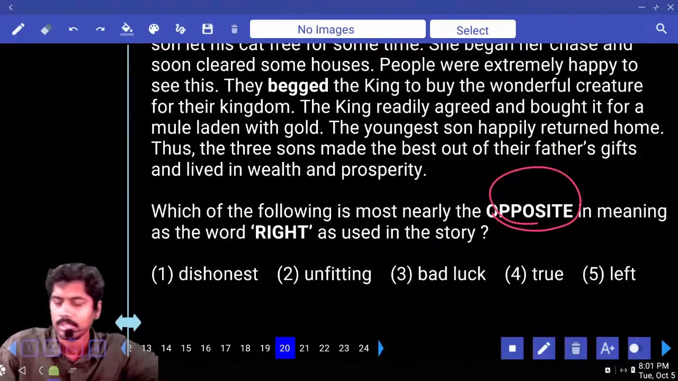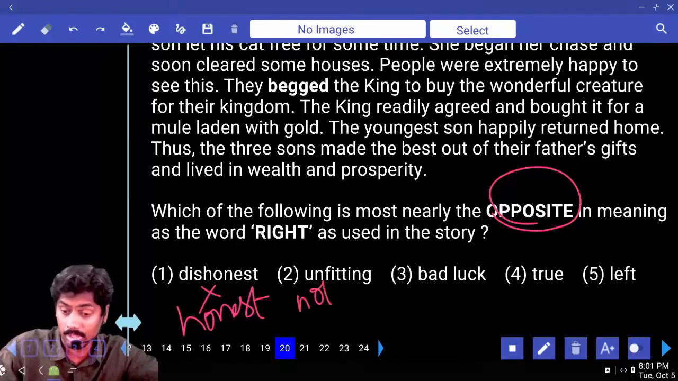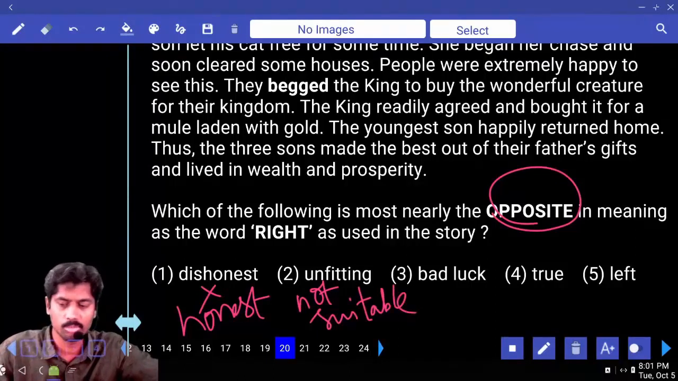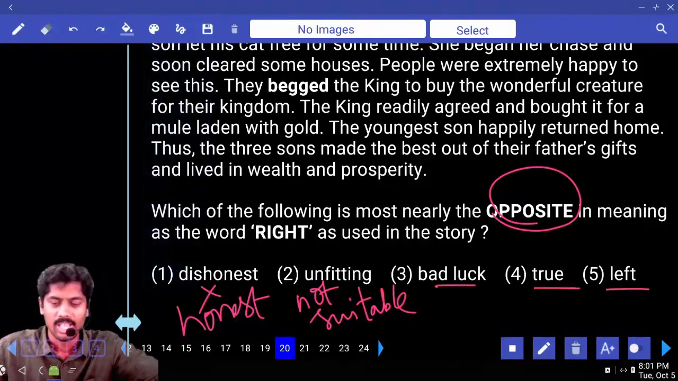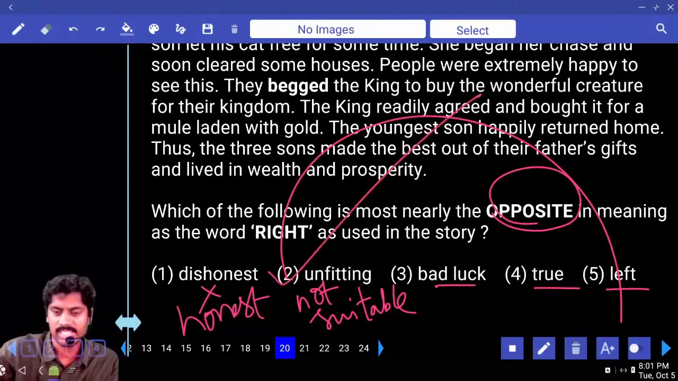Opposite meaning. Dishonest, opposite is honest. Unfitting, not suitable. Meaning is not suitable, not the blank. Bad luck, true, left. Answer 2 or 5. This is the right place means this is the best place. This is a suitable place. Opposite is unfitting, not suitable. Second option.